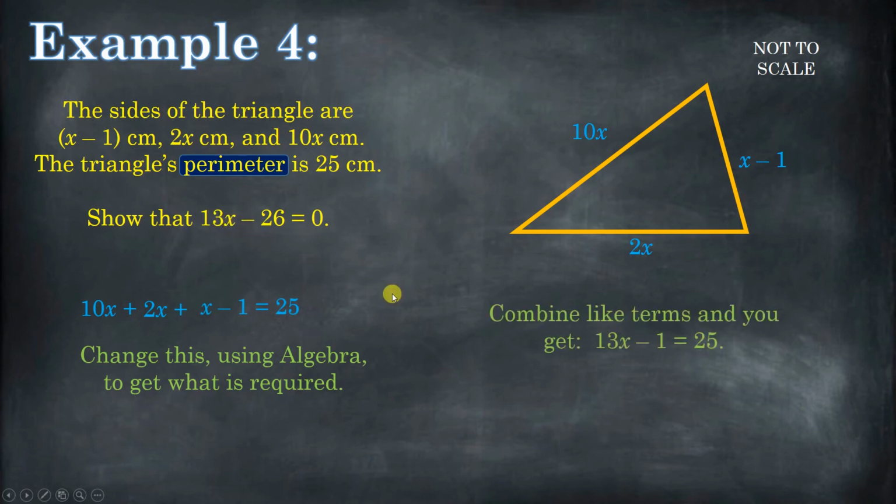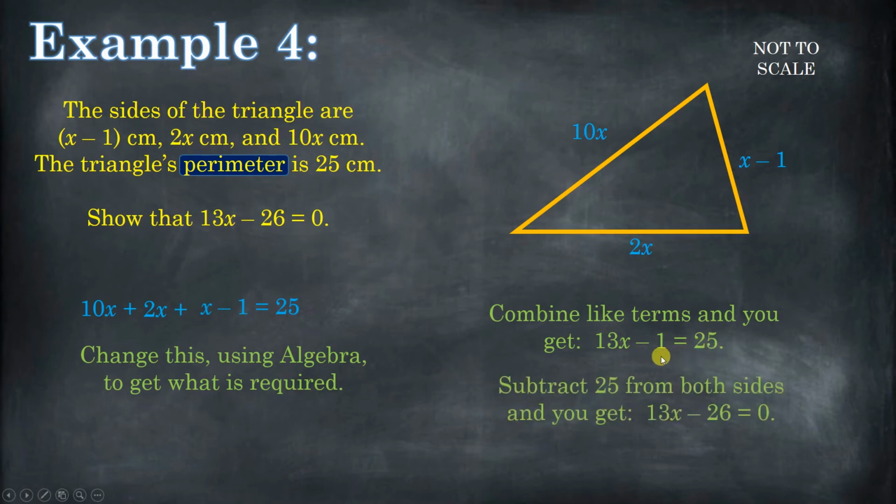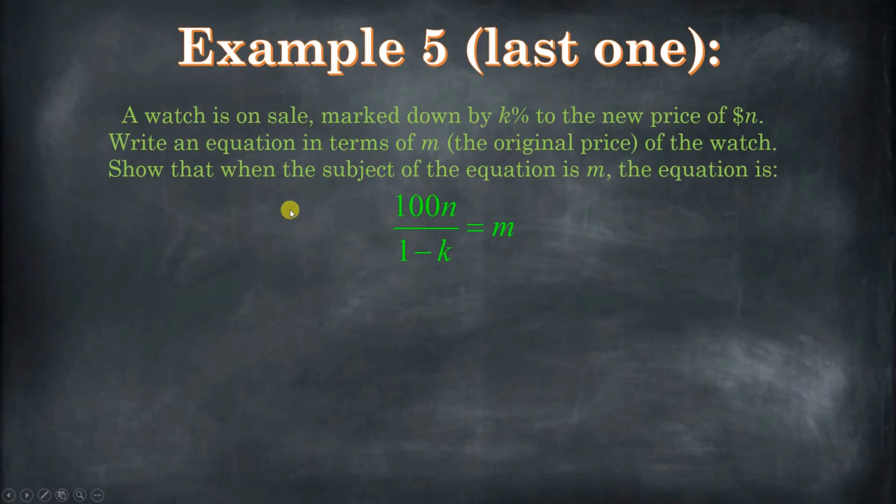So if we combine like terms, 10 and 2 and 1 makes 13, right? If you were to subtract 25 from both sides, this would be 0, and this would be 26. So there you go. The way we got that is we started off by making sure we used all of the information provided, and this was a clue right here, that the perimeter is 25. So we started off by writing an equation for the perimeter. We manipulated it, and we got what we needed. All right, last example, example number 5.